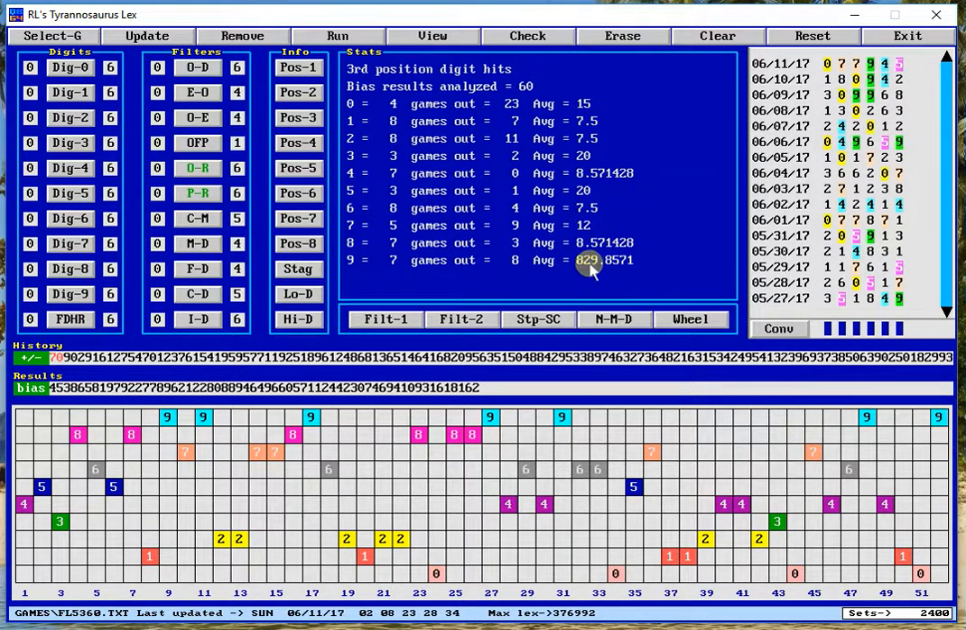considered played. You can see here that the 9 has hit 7 times. Its game out is 8, but its average is 829.857. I don't know if that's correct or not. I doubt that that's right, being it's hit 7 times in 60 games. So there must be a bug in this particular position here or something for that to be that high.